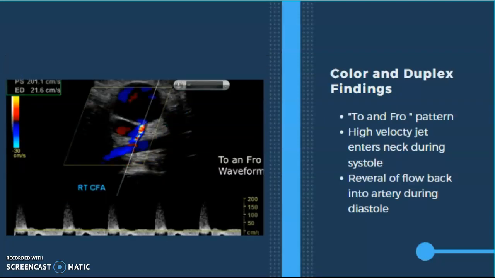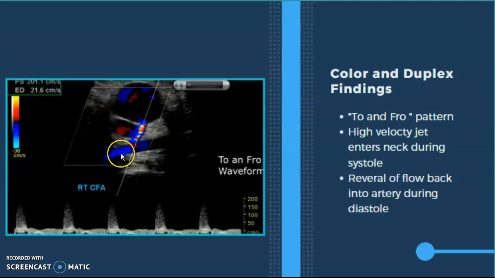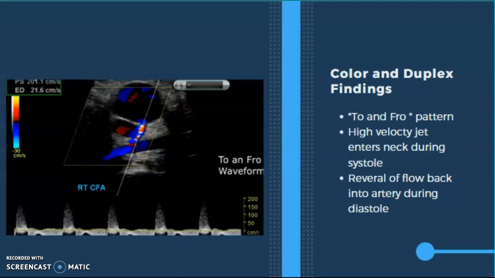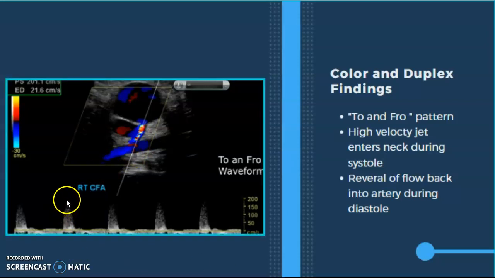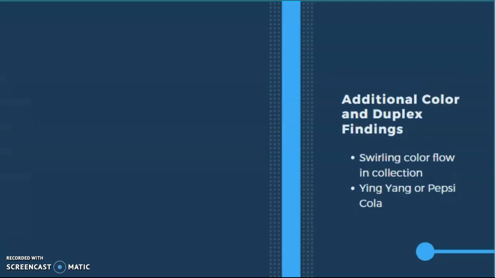Some color and duplex findings you will also see in a pseudoaneurysm are a to-and-fro pattern. So this is a high velocity jet that enters the neck from the artery in systole and then has a reversal of flow back into the artery during diastole. So here you can see there is flow above and below the baseline.